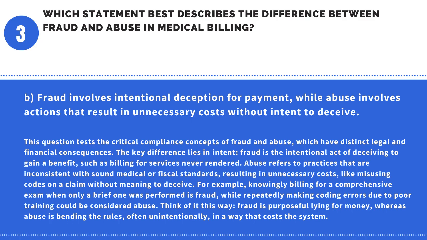For example, knowingly billing for a comprehensive exam when only a brief one was performed is fraud, while repeatedly making coding errors due to poor training could be considered abuse. Think of it this way: fraud is purposeful lying for money, whereas abuse is bending the rules, often unintentionally, in a way that costs the system.